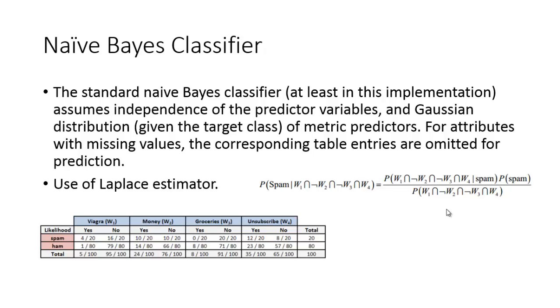We use the Bayes formula, which you can see here: the probability of something given this condition is equal to the likelihood times the prior probability upon the total probability. The standard Bayes classifier in this implementation assumes independence of predictor variables and Gaussian distribution of metric predictors. What I mean by this, I'll come to in the next slide. So this is a simple formula.